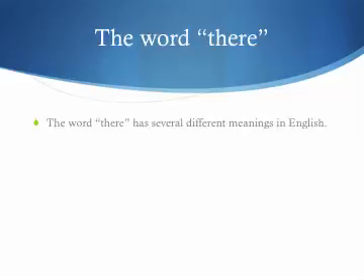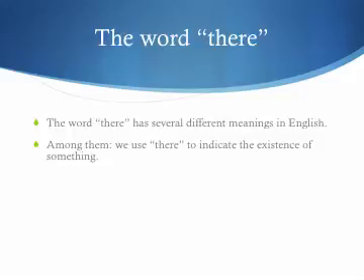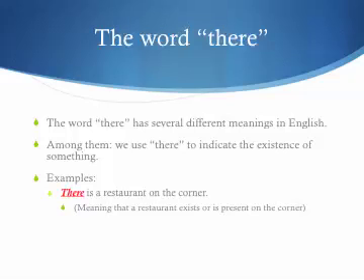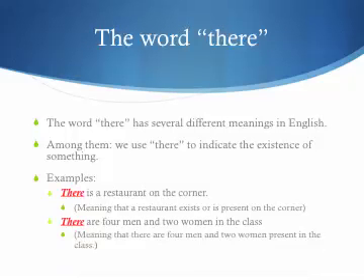For example, we can say, go put the book on the desk over there. It's an adverb meaning a location. But there's a different meaning as well. We use there to indicate the existence of something, plain and simple. For example, there is a restaurant on the corner. Now, there means that the restaurant exists or is present on the corner.